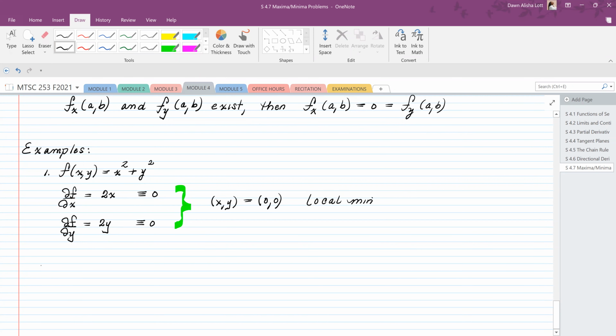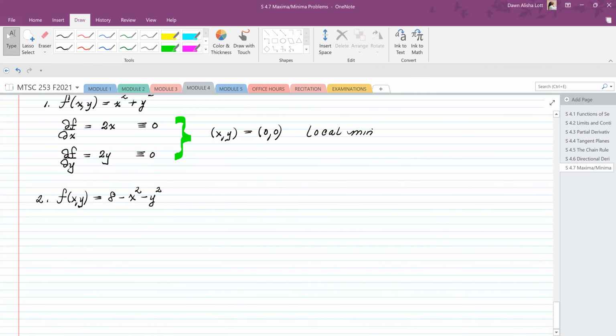Okay. And the second one, where f of xy equaled 8 minus x squared minus y squared. We have the partial of f with respect to x is negative 2x, and the partial of f with respect to y is negative 2y.